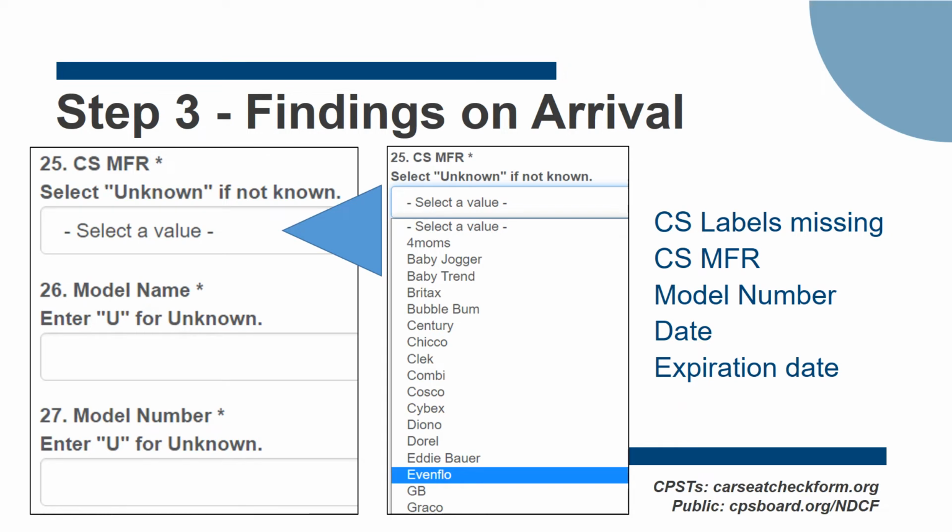Once you've identified all of the misuse errors, you can now begin collecting the car seat information. We've provided you with a drop-down menu of all of the car seats manufactured in the US that meet FMVSS 213. So you can simply scroll through the list and find the manufacturer, and then you'll be required to enter in the model name and the model number. If you don't have that information, you can simply enter in U in that field.